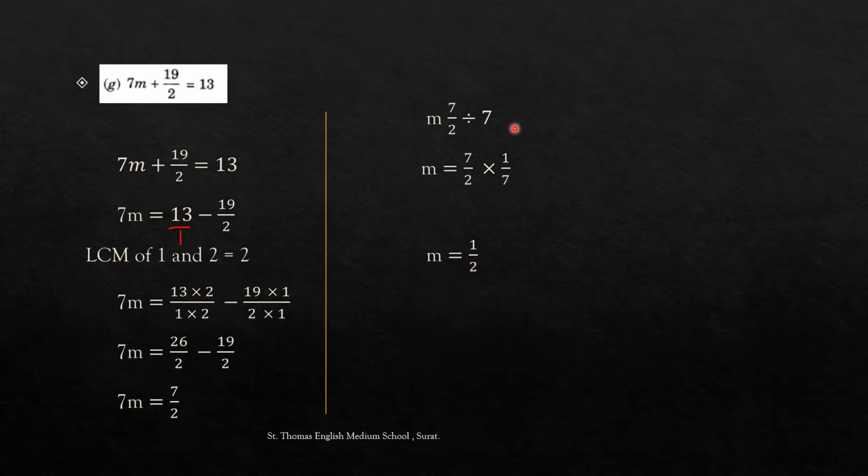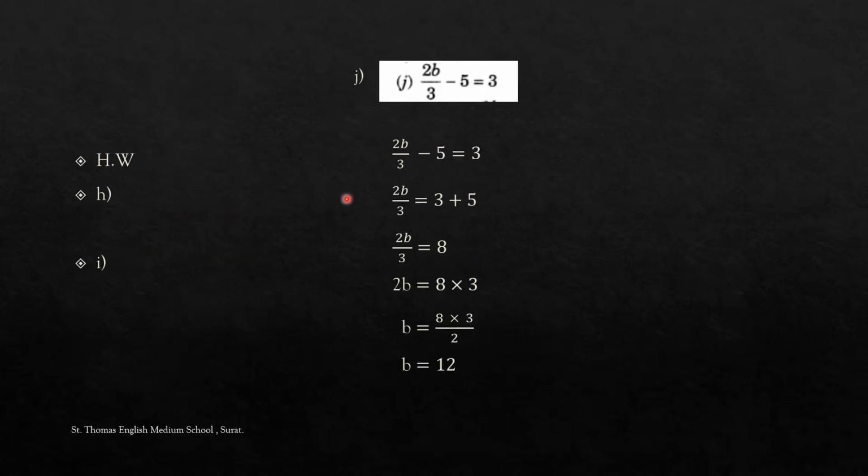What is the reciprocal of 7? 1 by 7. So we can write like this: m is equal to 7 by 2 multiplied by 1 by 7. It's clear? Now we can cut here. 7 ones are 7. Now 1 ones are 1 and 2 ones are 2. It's clear, children? So what is the value of m? M is equal to 1 by 2. Now question number H and I, you can do it as homework.